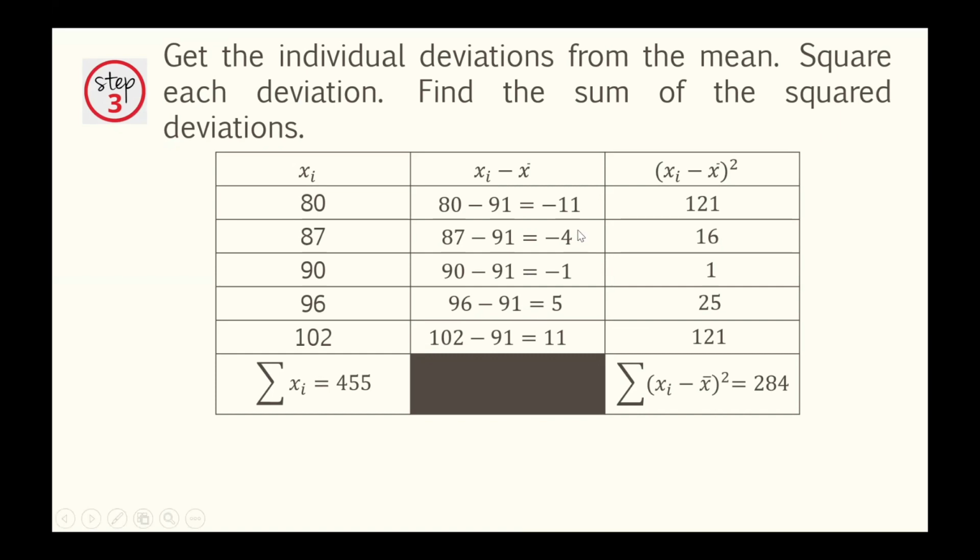Then square, the square of negative 11 is 121. It is always positive. Kahit pa may negative dito, since na ang negative will be included inside the parentheses. Negative 4, the square of that is 16. The square of negative 1 is 1. 5 squared is 25, and 11 squared is 121. The total of the third column, or the summation of that, is 284.